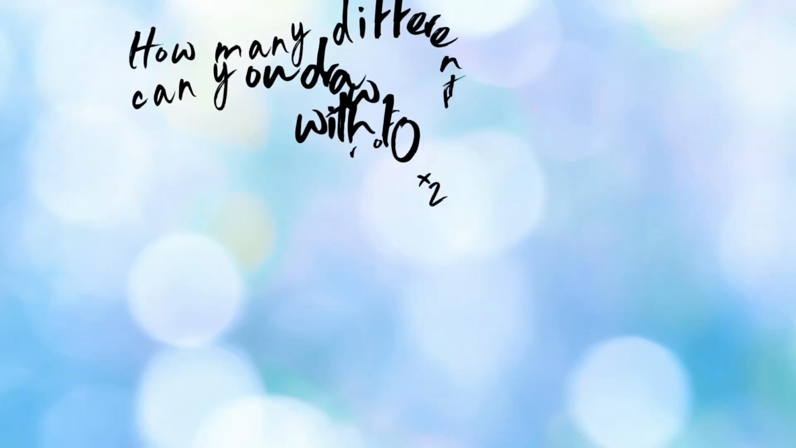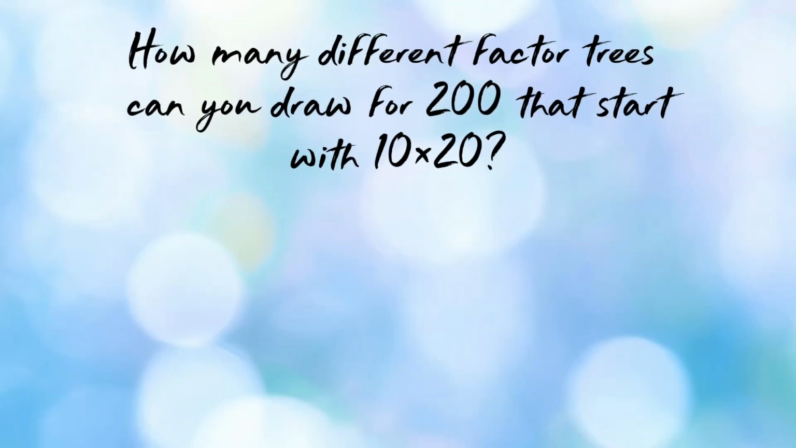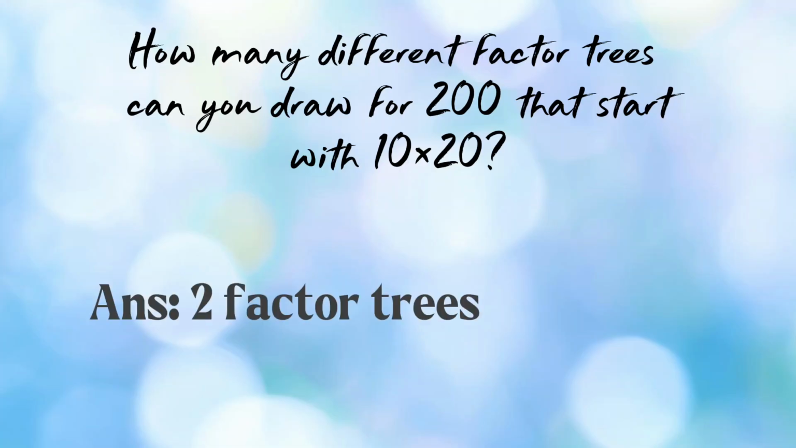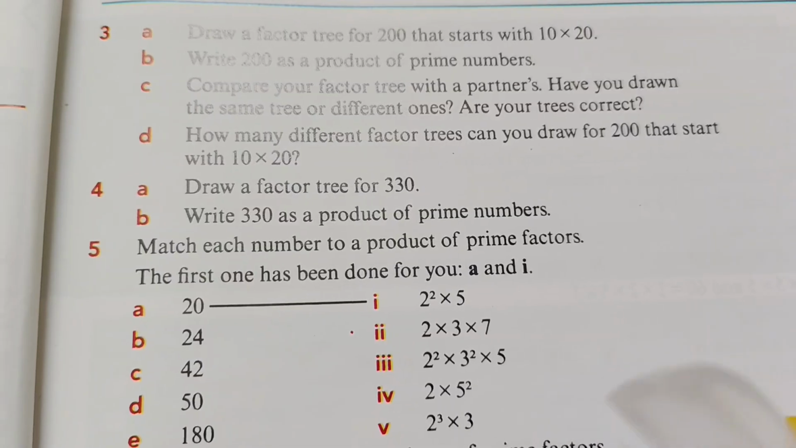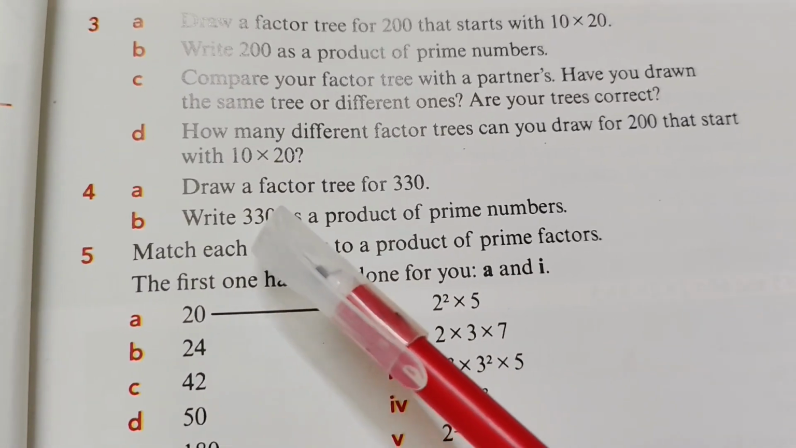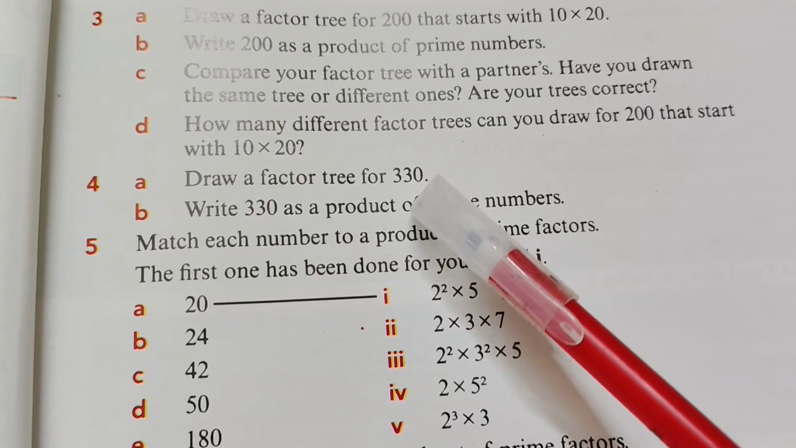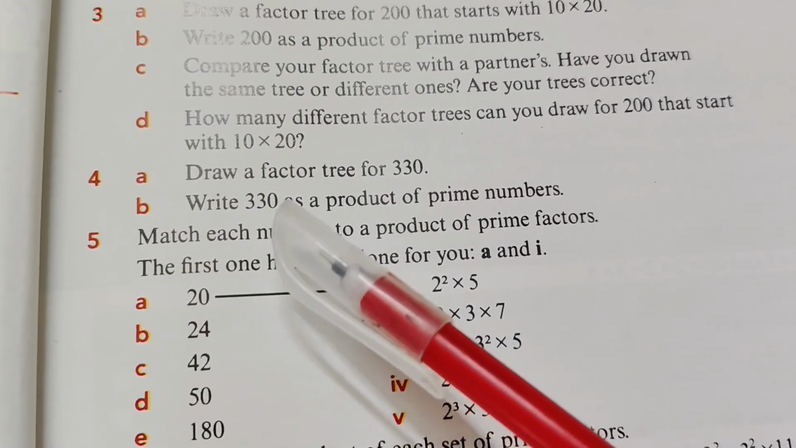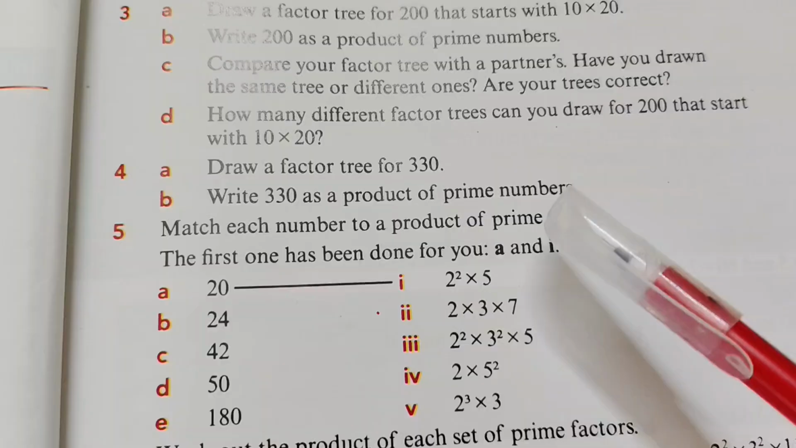Number 3C: see how many different factor trees you can draw for 200 that start with 10 multiplied by 20. So the correct answer is 2, because the one I showed you is one of them. And the second way is when instead of giving 2 times 10 for 20, we give 4 times 5 for 20. It'll still work. Finally, number 4: draw a factor tree for 330 and write 330 as a product of prime numbers.